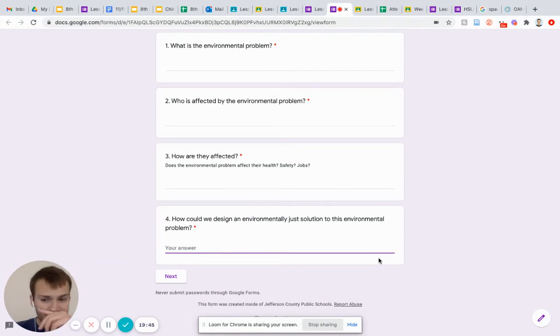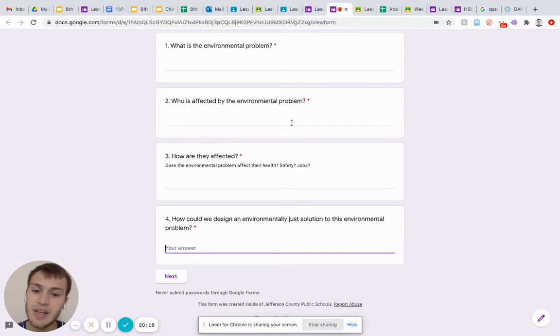And number four, how could we design an environmentally just solution to this environmental problem? So how could we design a solution that is good for environmental justice? It's good according to environmental justice. So these people, the people affected by the environmental problem, are affected based on their location. And also because they're low income. So they need to have jobs. So whatever our solution is, we have to make sure that we're taking care of people's health and making sure that they still have jobs.